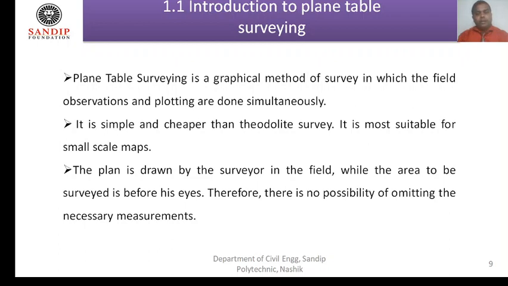Next, this plane table is cheaper than theodolite survey, and basically it is used for preparing a small scale map. And in so many municipal corporations till date we are using a plane table for preparing a plan. As we are observing all the details present in the field simultaneously, that means there is no possibility of omitting the necessary measurements.